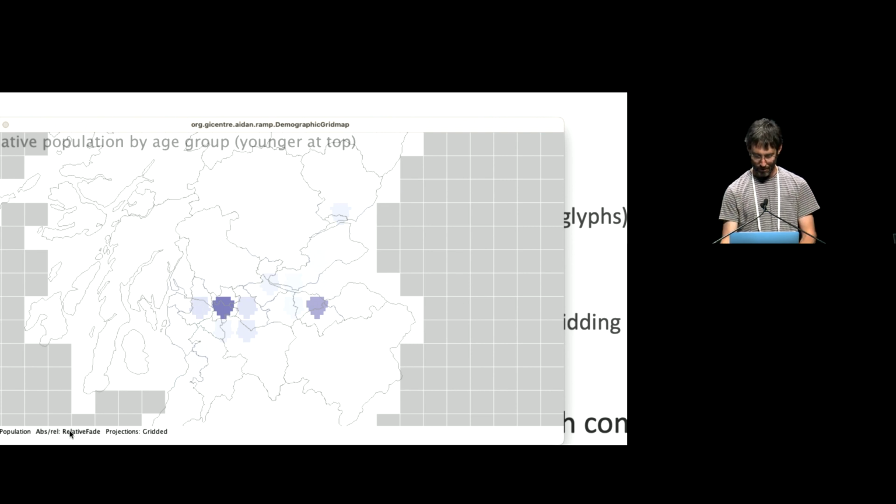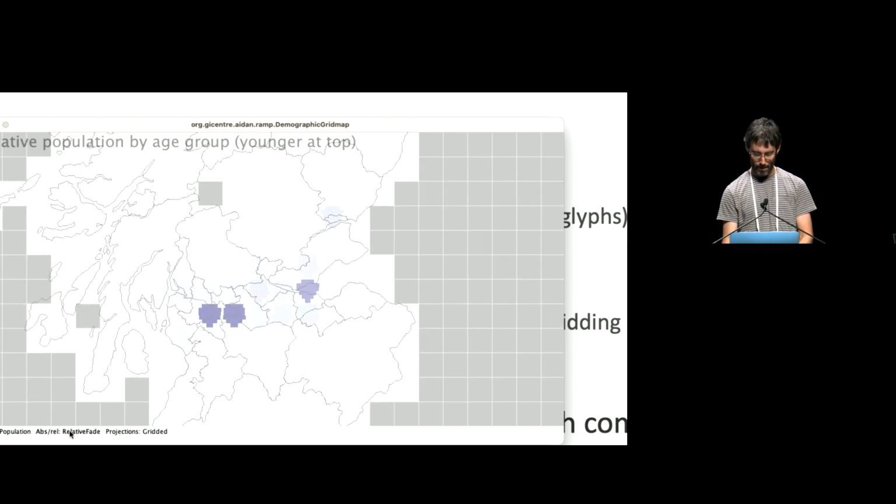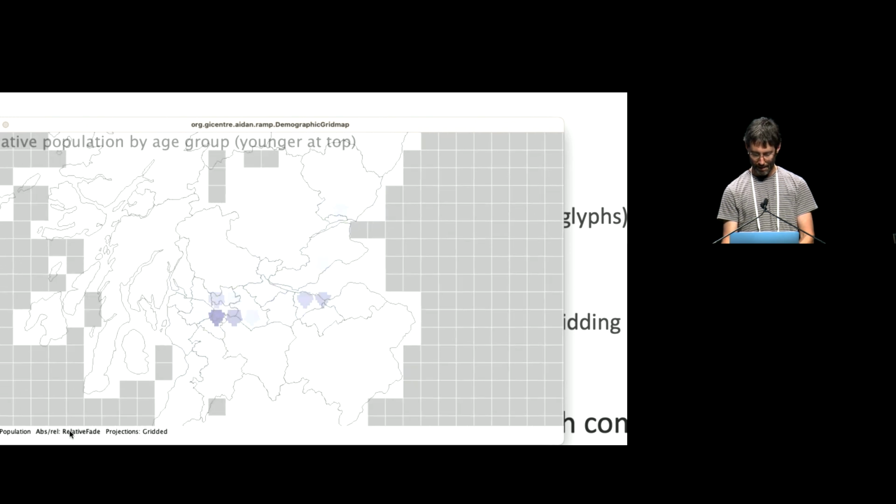So we can draw attention to areas with certain characteristics, like this.